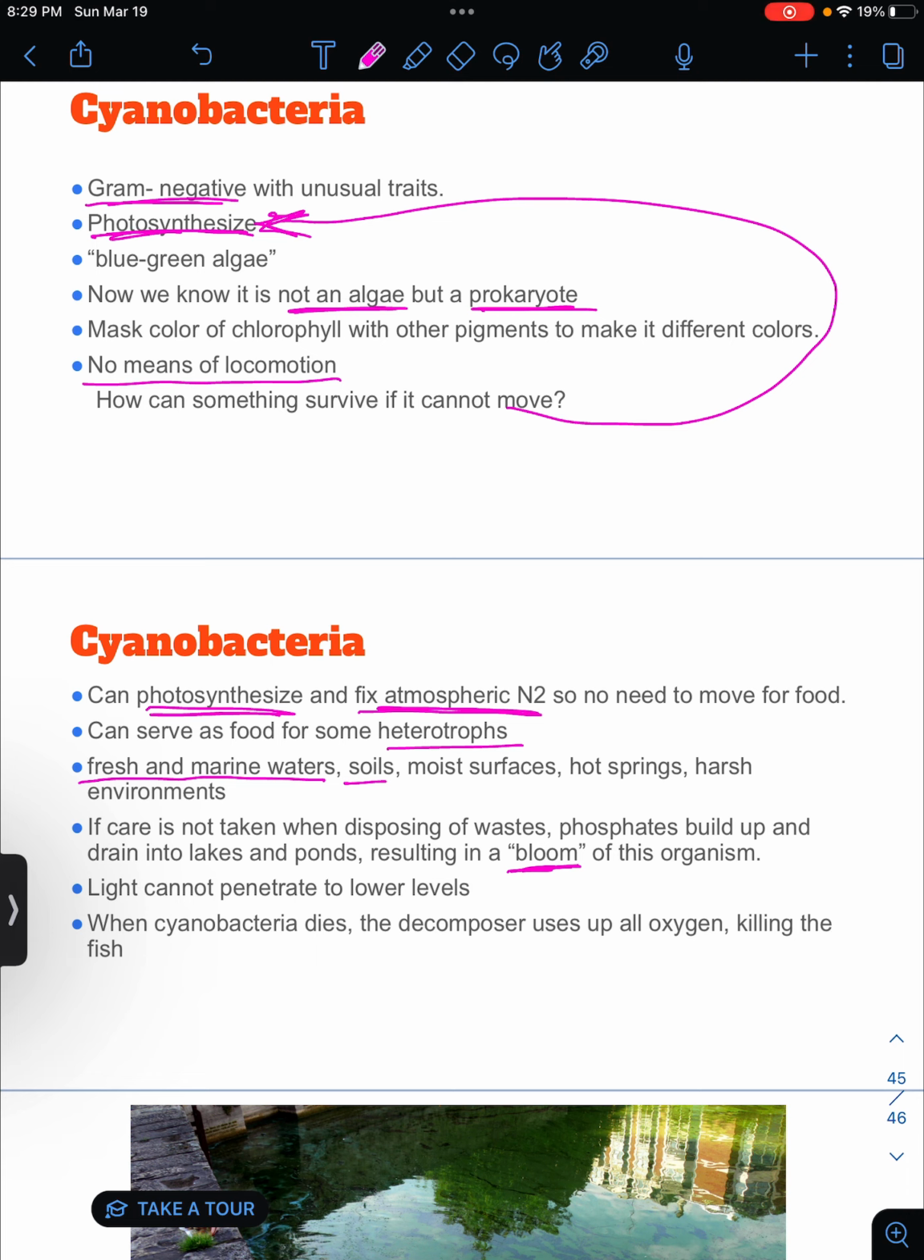What also happens is this layer of cyanobacteria covers the water, and light can't penetrate, so then the fish die, okay?